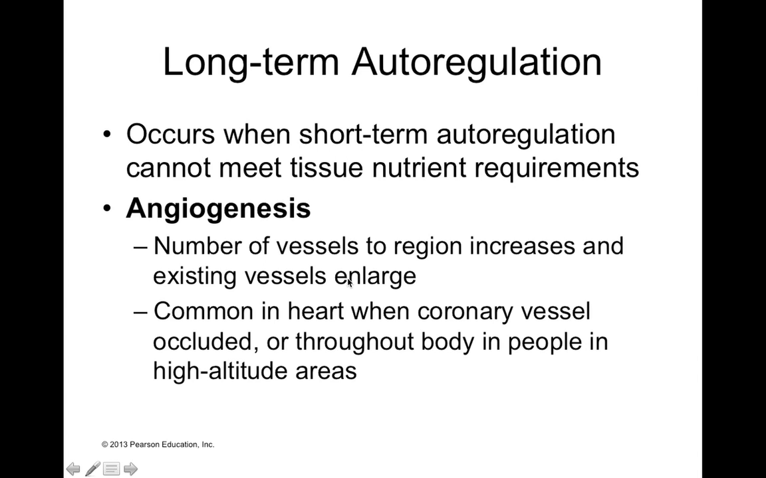You'll see this commonly in the heart if coronary vessels get blocked, or throughout the body in people in high altitude areas. In fact, this is why the Olympic training center is at Mile High, right? Isn't it in the Springs or something? Yeah, Colorado Springs. It makes sense because if you start training at altitude, then you can stimulate angiogenesis in your tissues, which means when you go back to sea level, you have even more blood vessels in your tissues than you would normally have at sea level. It's kind of like natural doping. Yeah, exactly, just due to geography and our own body's mechanisms. And so you can improve performance that way.